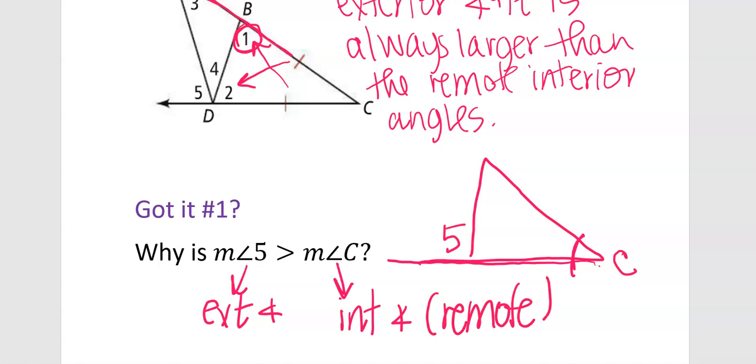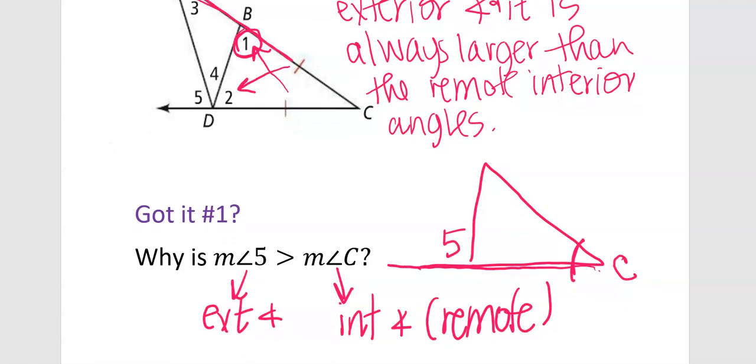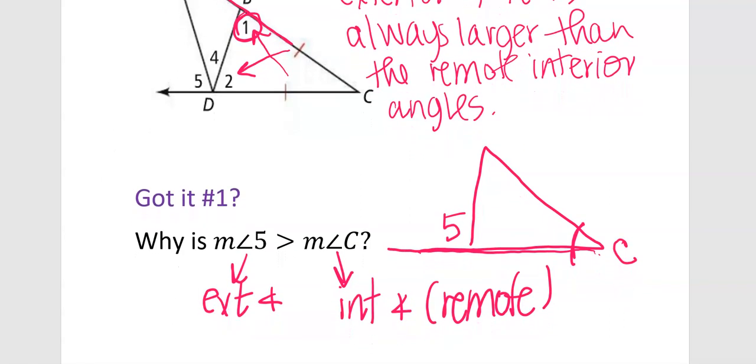Okay, so anything on the outside is always bigger than the things on the inside. And you could just say 5 is an exterior angle, angle C is a remote interior angle. That's it. That's all you need. Look at only the parts you need, not the parts you don't, because there's a lot of extra stuff in there. The 3 and the 4 and the 1 are all kind of extra stuff on this one.